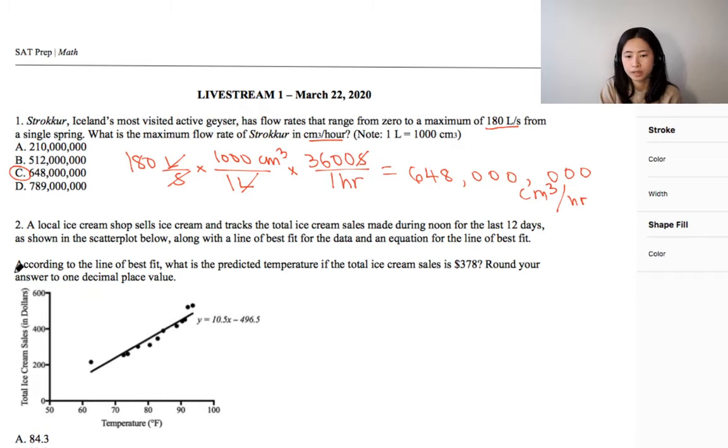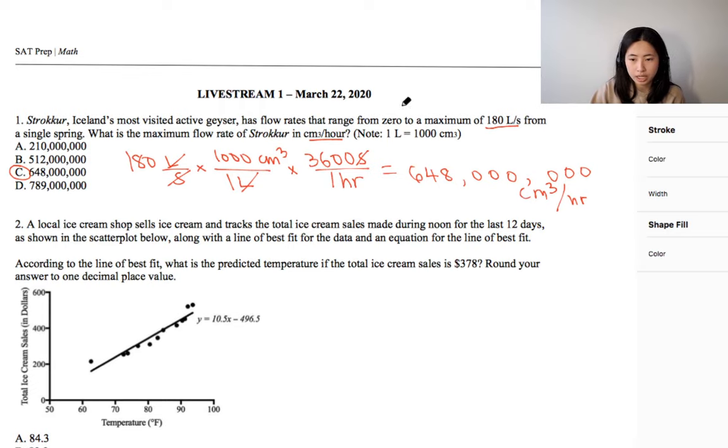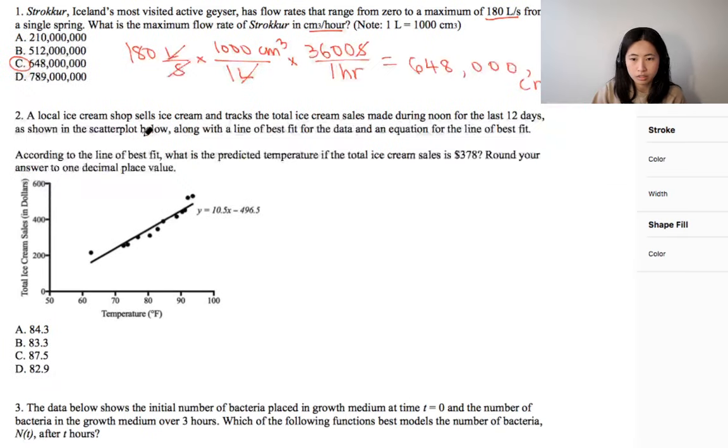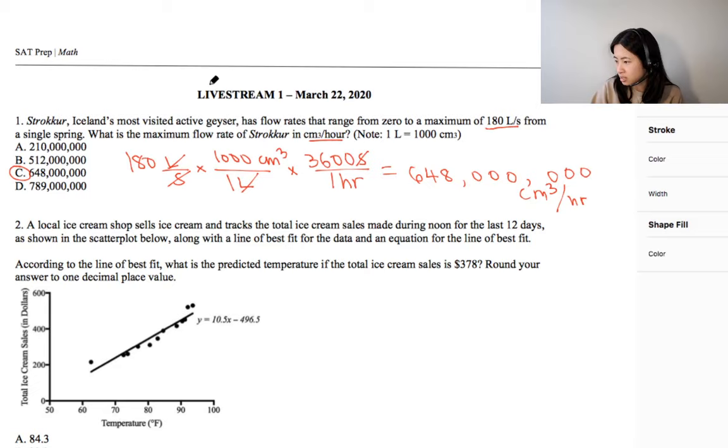Okay, cool. So it's actually 648 million, right? So that's the maximum flow rate of Strokkur, and that's in centimeters cube per hour. Okay, so if you guys cannot see this, here's my final answer.